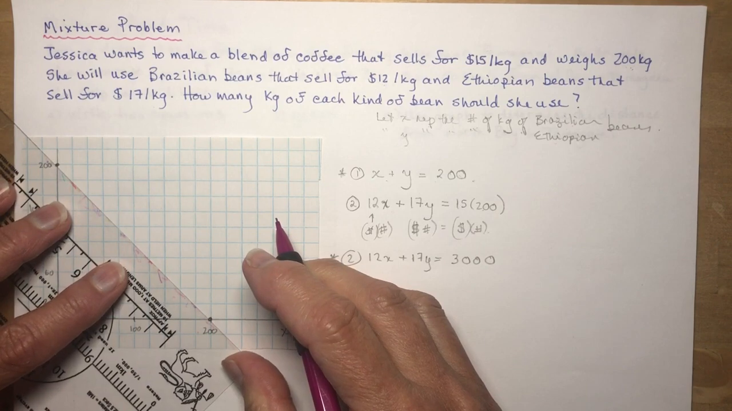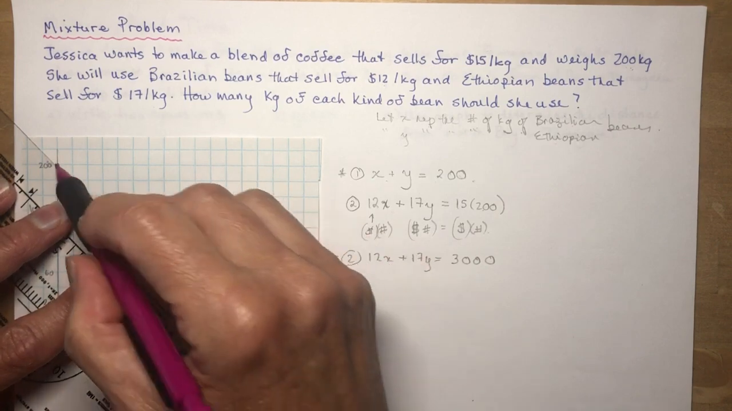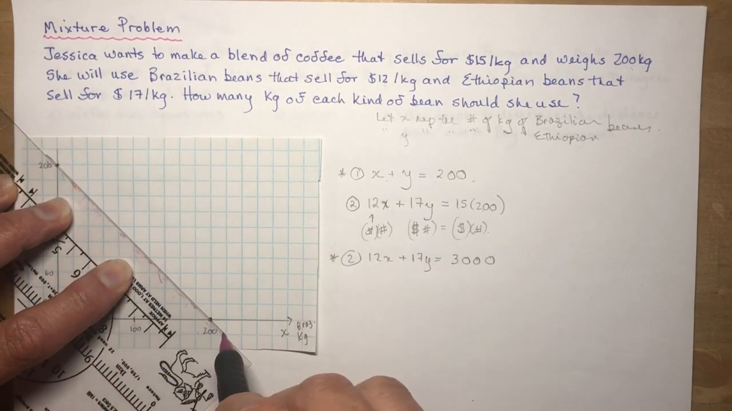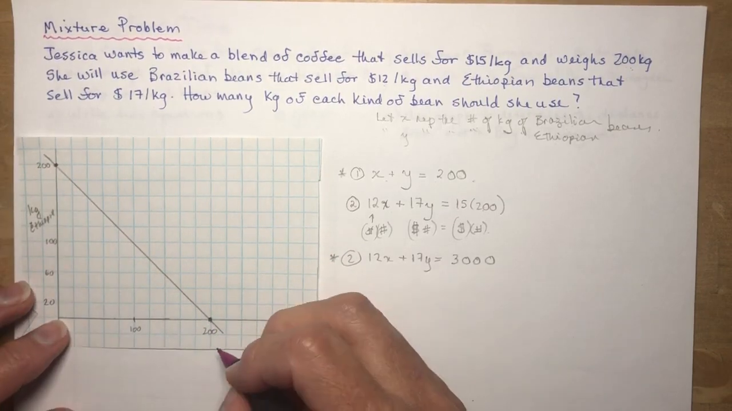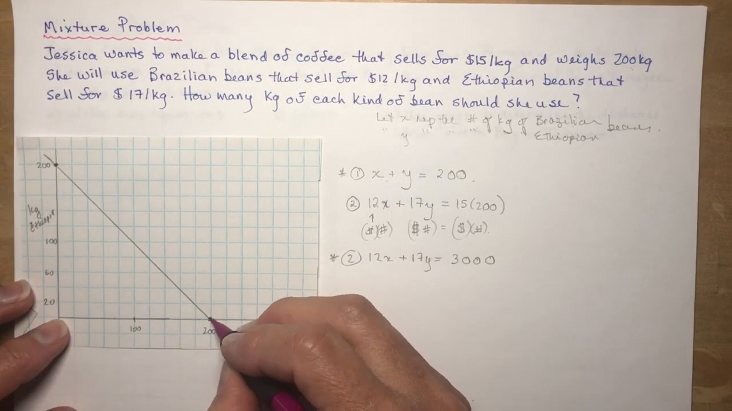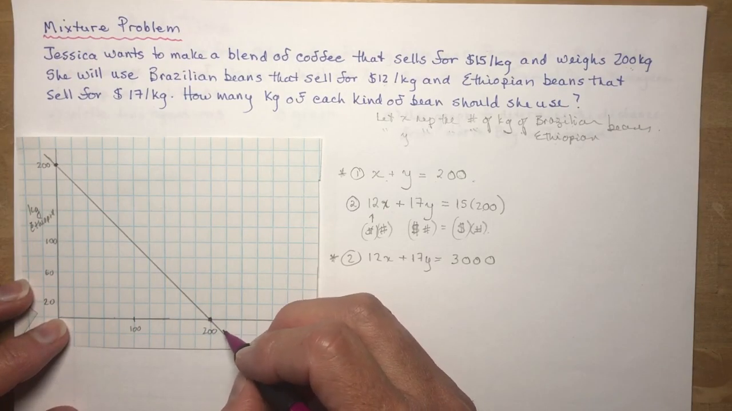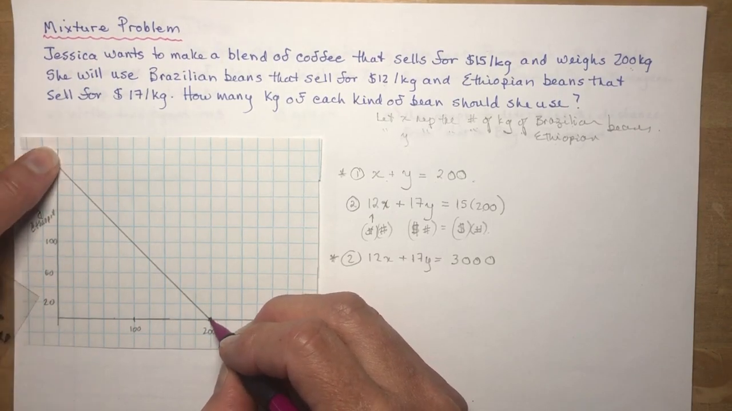Right, this is my line, x plus y equals 200. I'm going to draw a line through this one. Okay, it's not going to go through or past the x-axis here because you can't have a negative number. So it's just going to stop there and there.